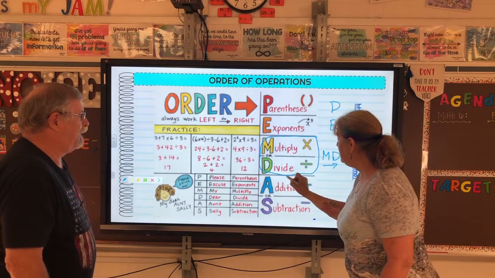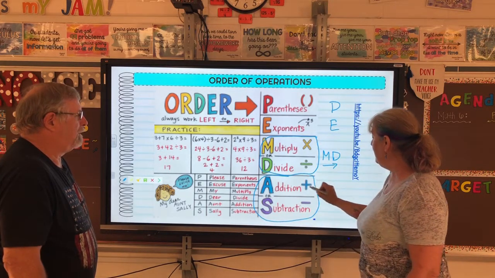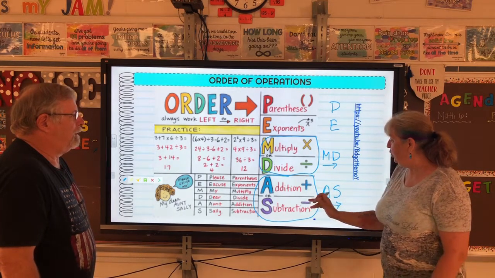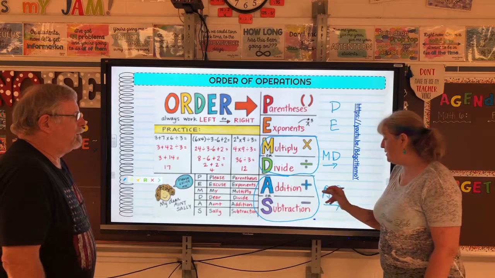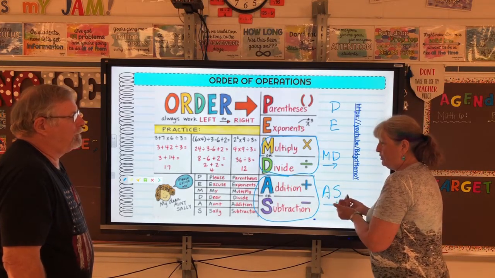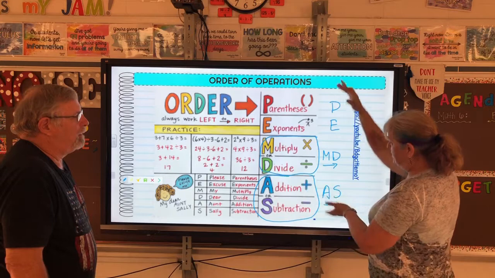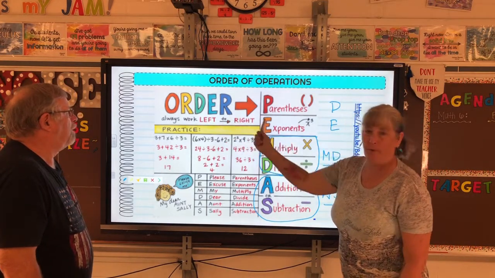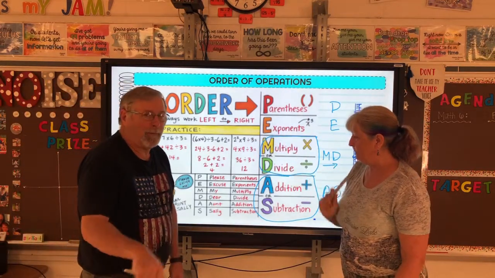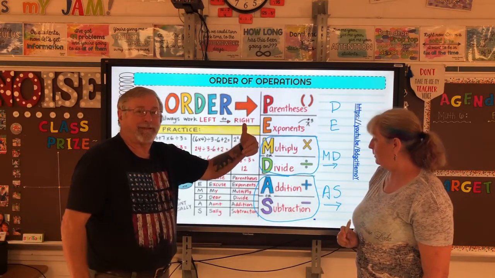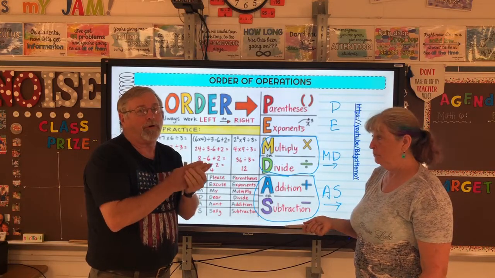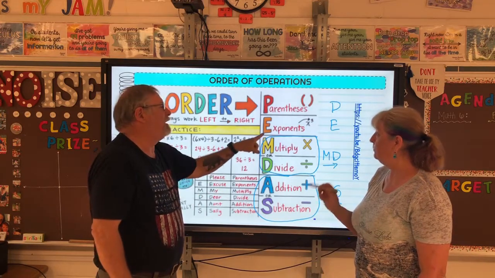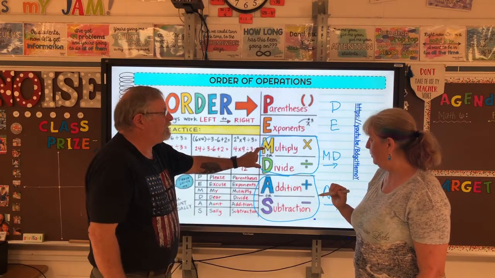Exactly. And then addition and subtraction, they're the very last thing we do. You would do from left to right either addition or subtraction, whichever you came across first. So PEMDAS, this is our example of it, and we always work from left to right. And remember, the P stands for parentheses because this is about the order in which we're going to do them. So parentheses go first, and then exponents, and then multiplication, division.